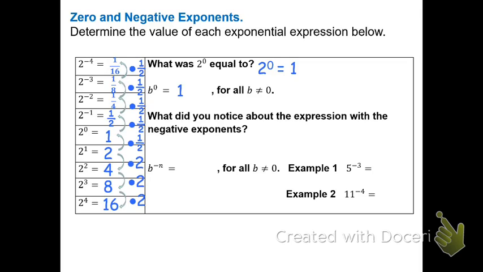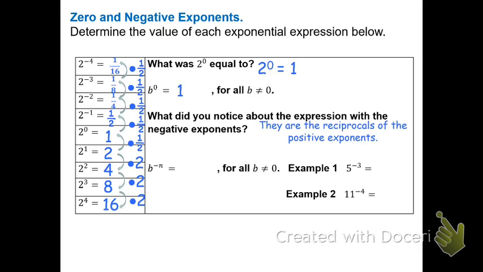Well, 2 to the negative 1 is really just the reciprocal of 2 to the positive 1. And 2 to the negative 2 is the reciprocal of 2 to the positive 2. This means those negative exponents are really just the reciprocals, that is, the fraction flipped, of the positive exponent. And this is how I'm going to define the negative exponents.